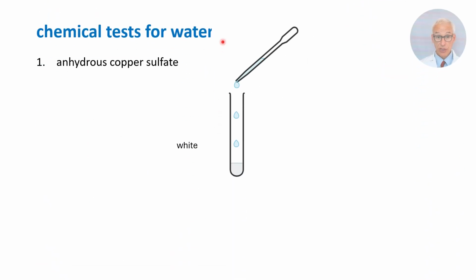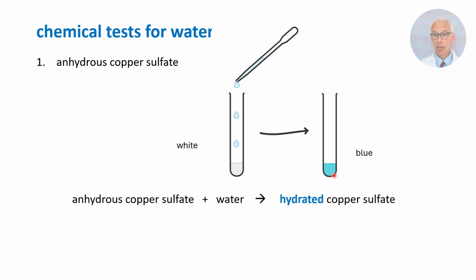The first chemical test involves anhydrous copper sulfate, which is white. If we add drops of water, do you recall the colour change? You're expected to. It turns blue. The product is hydrated copper sulfate. The formula of hydrated copper sulfate, CuSO4.5H2O. Again, you are expected to recall that.